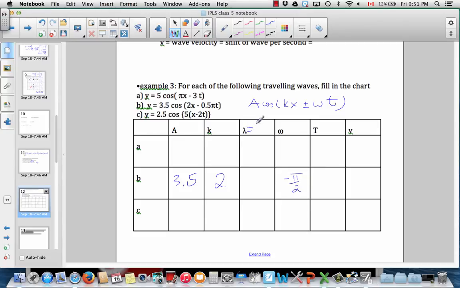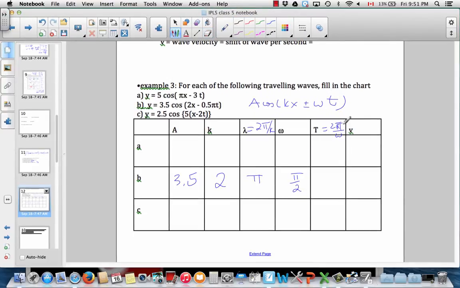We find wavelength doing 2 pi over k, so 2 pi over 2 is just pi. We find period doing 2 pi over omega. Now, sorry, omega is just pi over 2, not the minus. The minus is just telling us the direction is to the right, so that was a mistake. Get rid of that sign there. Okay, so we've got to do 2 pi over pi over 2. That's 4 seconds of period.